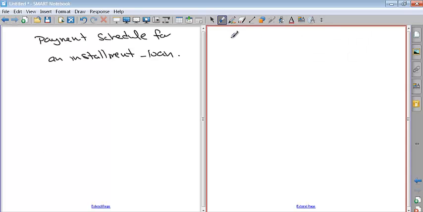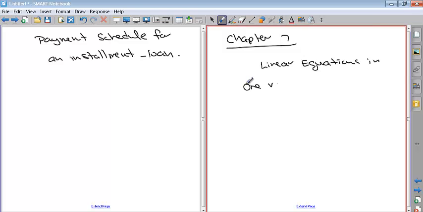Okay, then we go to chapter 7. That was linear equations in one variable. So just go back and look at the previous test. Make sure you can do that stuff.